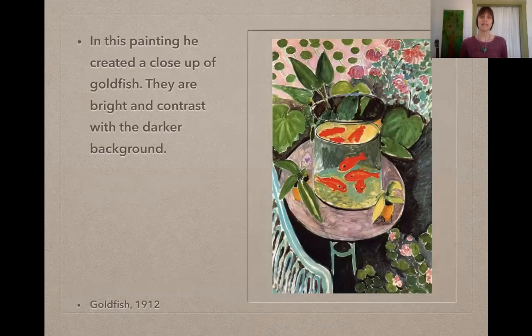In this painting, he created a close-up of goldfish. They are bright in contrast with the darker background. This painting is just called Goldfish and was created in 1912. And you'll notice how the goldfish really pop out. He used the orange in juxtaposition with the darker green, which made a lot of contrast. When you can see something easily in art, we call it contrast.